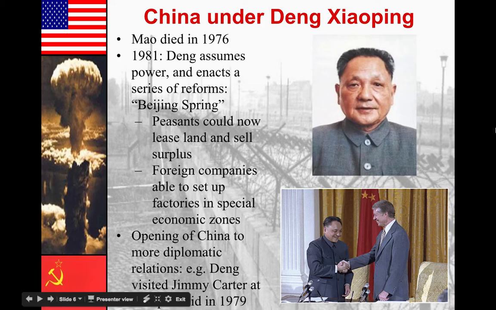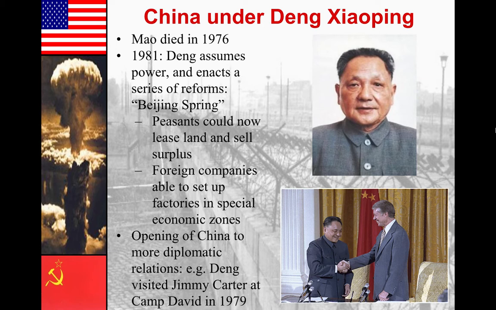One of the results of Deng's reforms was that there were actually foreign companies who were allowed to set up some factories in special economic zones along the coast. And so one could say that the Beijing Spring did lead to globalization, which we'll talk about more later on in the year before we close.